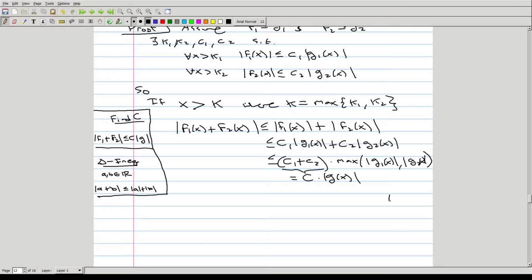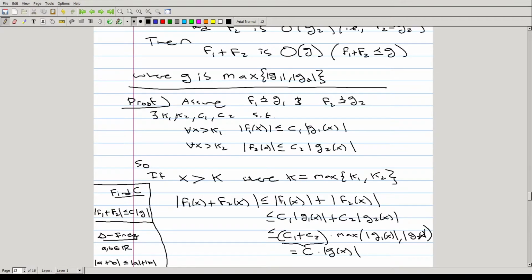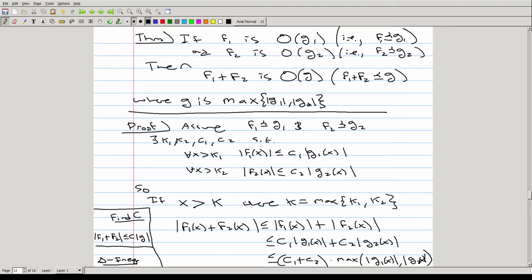Because what we've shown is that there will always exist a k and a c such that f1 plus f2 is big O of g, where g is the max of g1 and g2, which are the individual functions that bound f1 and f2.